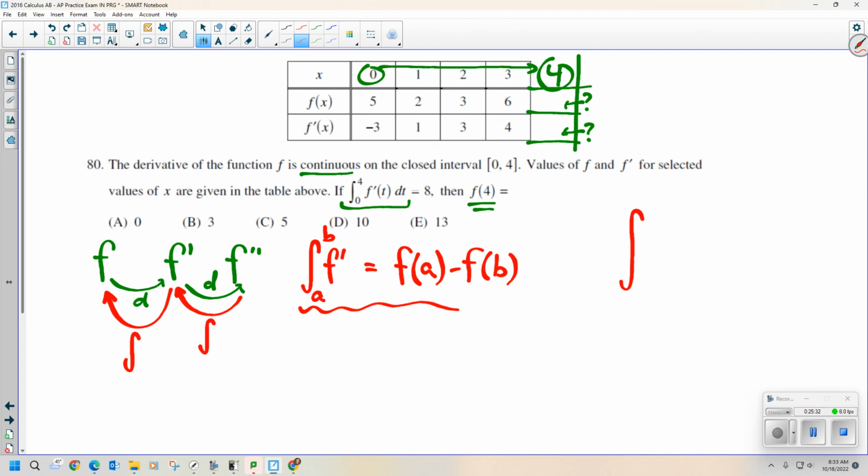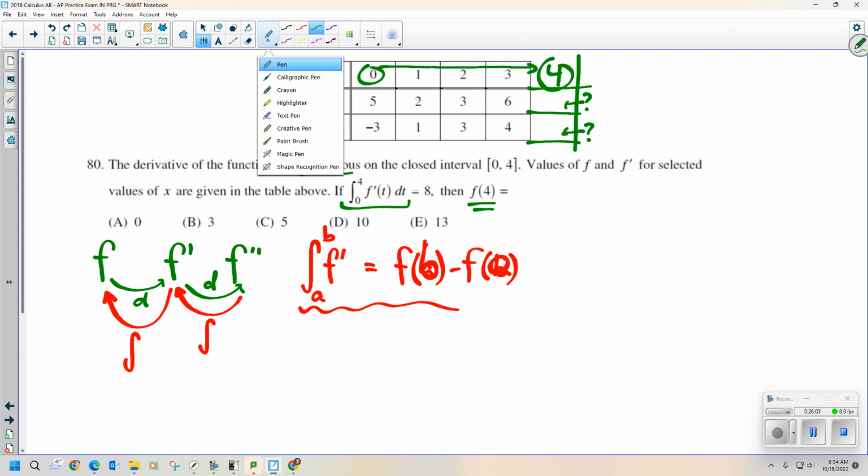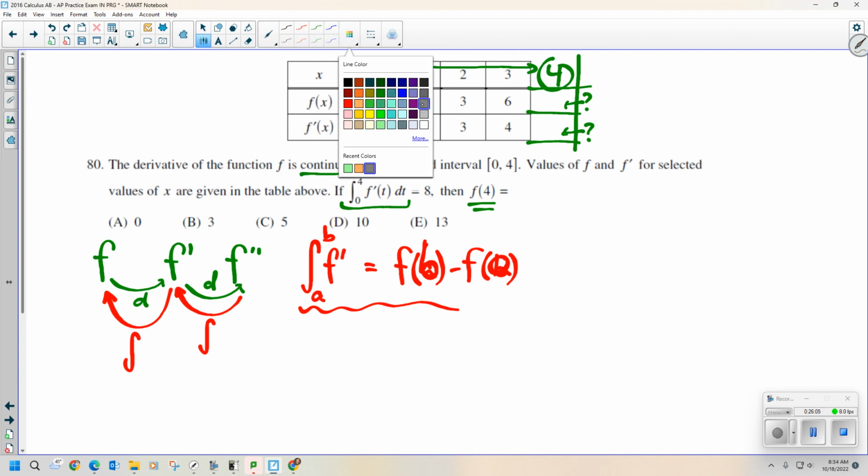The integration of f of x is capital F, or maybe this is capital F and this is lowercase f, whatever, and you have a to b here. This is going to say F of b minus F of a. Did I write that correctly? Oh, b should be here, and a should be here. I'm so sorry. Okay, that's it. So let's take what they gave us. It's going to take less than 2 minutes to solve this problem.